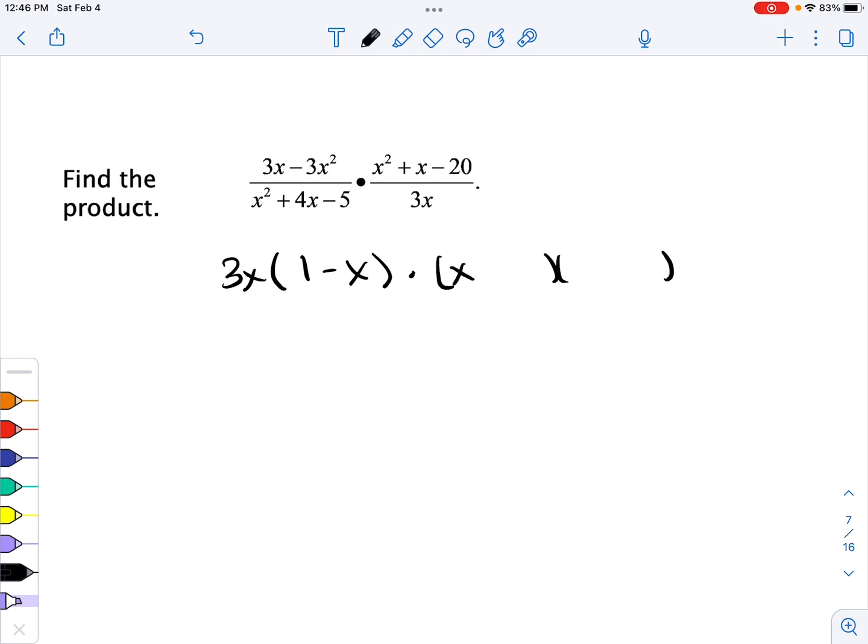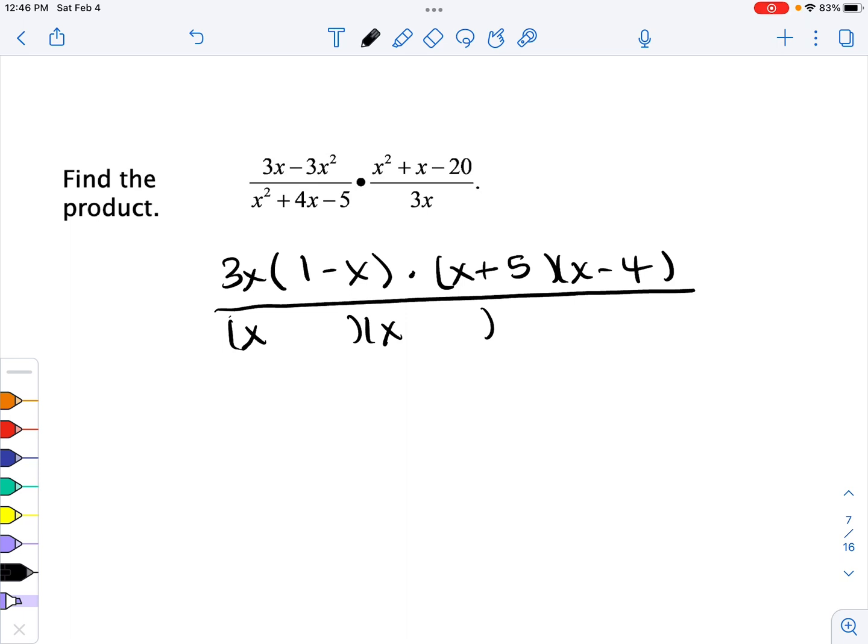What two numbers multiply to negative 20 and add to positive 1? It's going to be positive 5 and negative 4. Now let's look at the denominator. Again, what two numbers multiply to negative 5 and add to positive 4? It's going to be negative 5 and 1, and then this is going to be 3x.